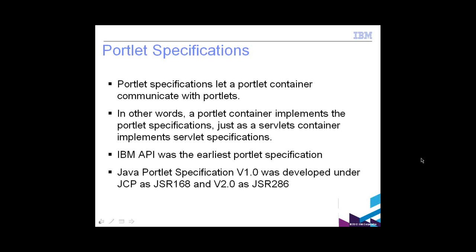But that changed after a while once JSR 168, which is also known as the Portlet Specification 1.0, was released. The biggest advantage of releasing the portlet specs as a JSR was that it was open to the rest of the world. What does that mean? What that essentially implies is that the specifications were open to vendors to create their portlet containers. That had a very big advantage.